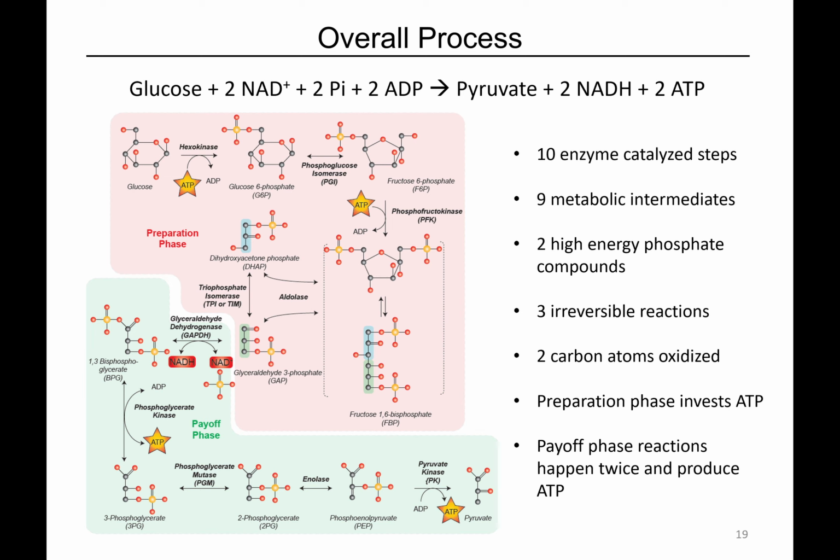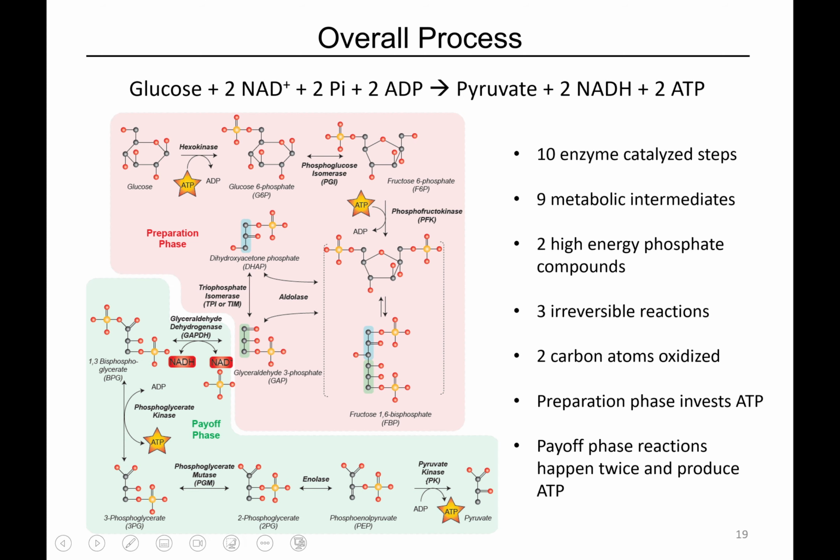As we already mentioned, the preparation phase invests ATP. We see here there are 2 steps where ATP gets consumed: the phosphorylation of glucose and the phosphorylation of fructose 6-phosphate. And the payoff phase happens twice. Right? This is important because there are only 2 steps that make ATP. But since the payoff phase happens twice, since we have 2 3-carbon chains, we produce 4 ATP during the payoff phases, meaning we net gain 2 ATP molecules and 2 NADHs.